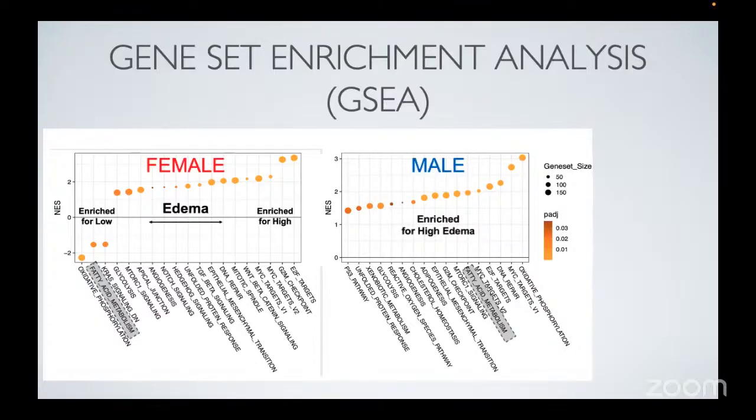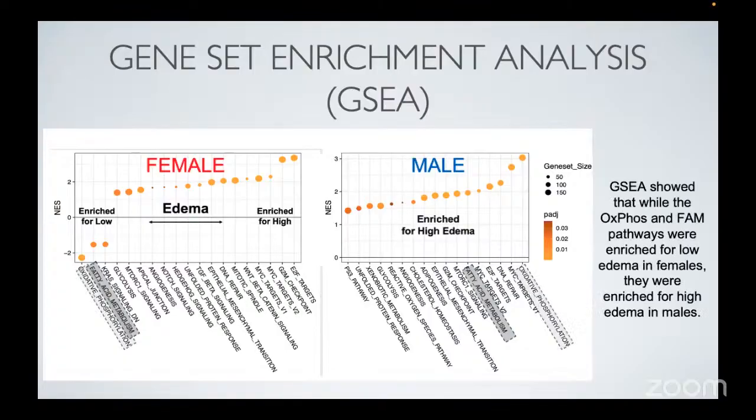And what we began to notice in this analysis was that for males, fatty acid metabolism was associated with high edema, but it was associated with low edema for females. And a similar thing began to emerge for oxidative phosphorylation as well. Same thing, it was associated with high edema for males, but low edema for females. And so we're really curious about what is underlying or driving this.